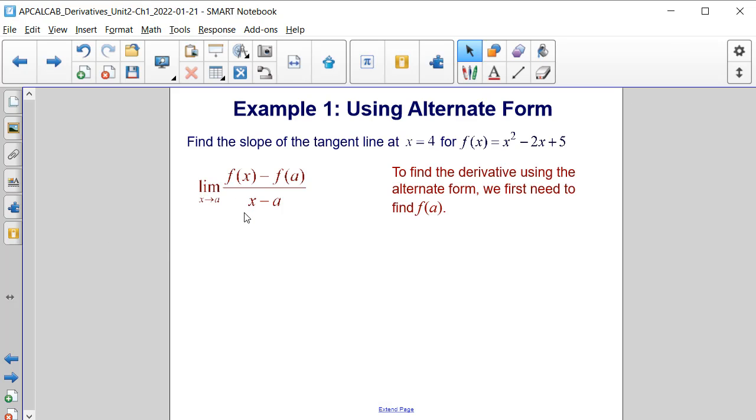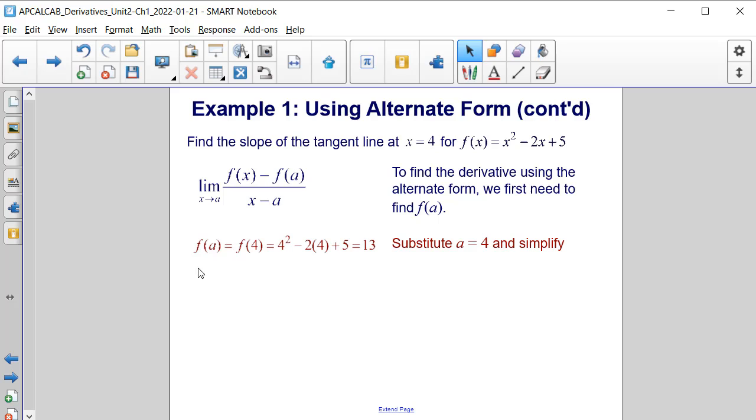And we're going to find the slope of that tangent line using the alternate form, which is the limit as x approaches a of f of x minus f of a, all divided by the quantity x minus a. To find the derivative using this alternate form, we first need to determine what f of a is. So we are going to evaluate our function at the x value of 4, because 4 is what a equals. And that would be 4 squared minus 2 times 4 plus 5, so that'll be 16 minus 8 plus 5 is 13.